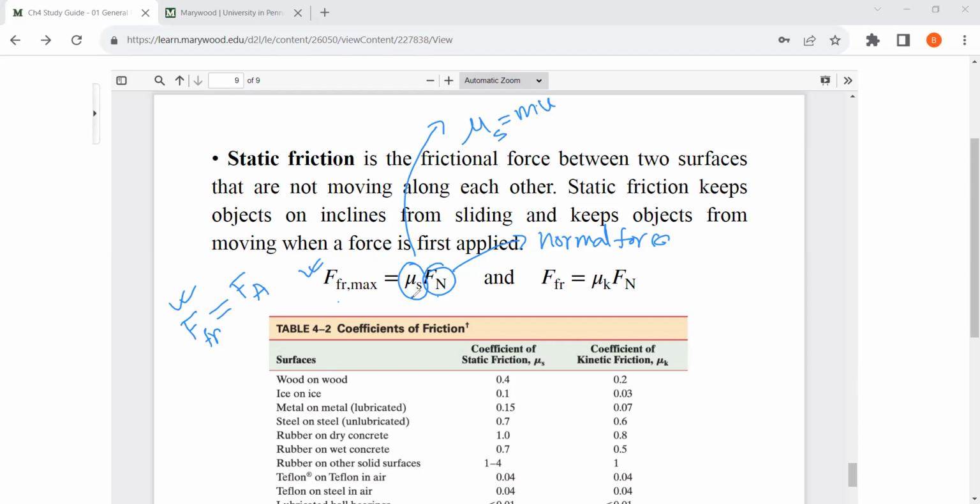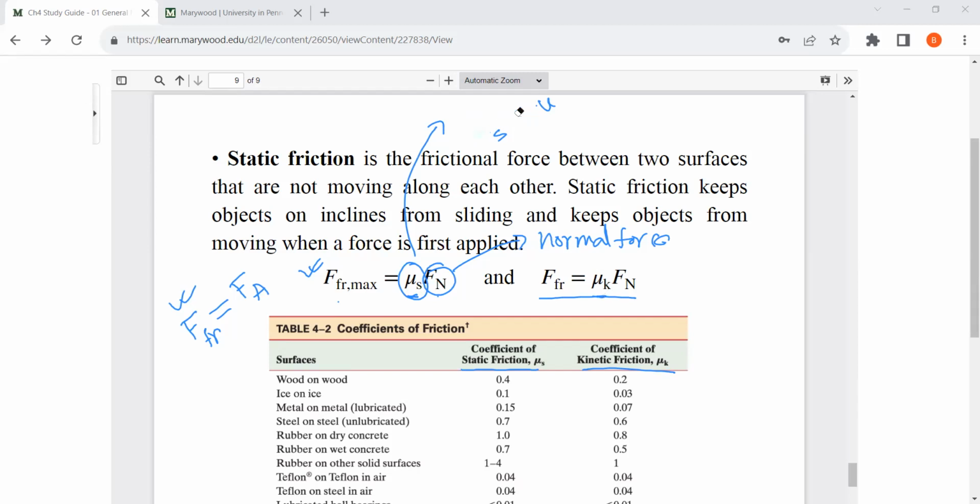This mu s we call the coefficient of static friction. And the same thing for the kinetic friction: kinetic friction is mu k times the normal force. Mu k means the coefficient of kinetic friction. So for static friction we have to use mu subscript s, and for kinetic friction we have to use mu subscript k. Mu k means the coefficient of kinetic friction, and mu s is the coefficient of static friction.